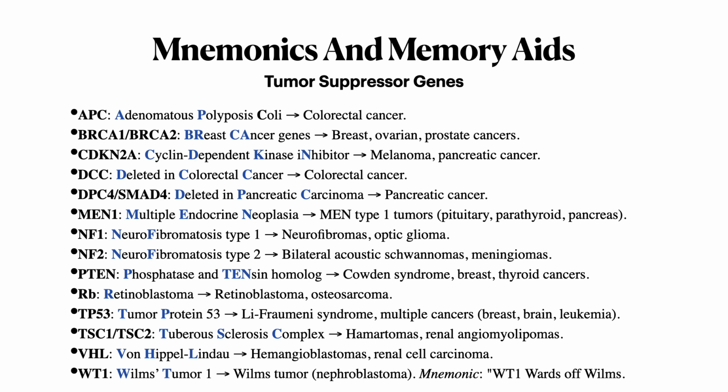And TP53, that is tumor protein 53, is mutated in Li-Fraumeni syndrome, with multiple cancers like breast, brain, leukemia. And then TSC1, TSC2, tuberous sclerosis complex, found in hamartomas and renal angiomyolipomas. And VHL is von Hippel-Lindau disease, that is V is von, H is Hippel, and L is Lindau, and they are found in hemangioblastomas and renal cell carcinoma. WT1 is Wilms tumor, that is nephroblastoma. They are the tumors of children, right? So that is how we have completed our tumor suppressor genes.